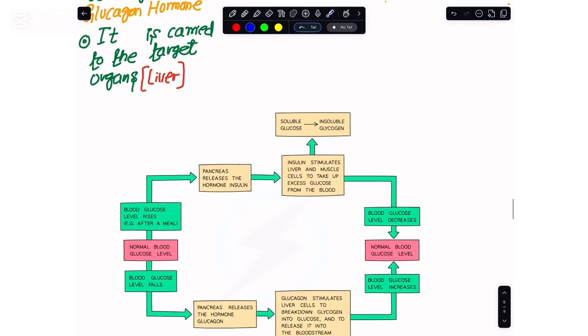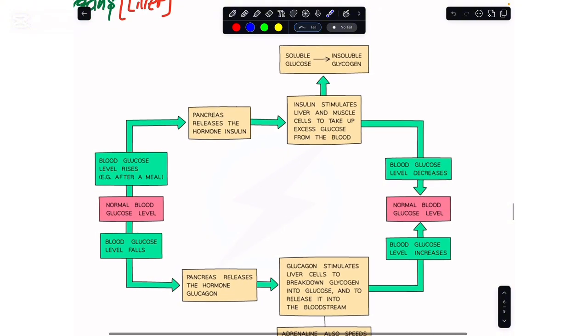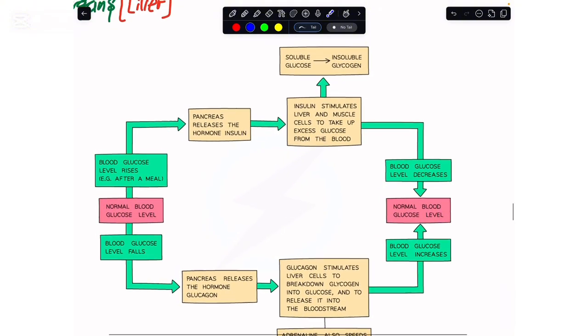Now, to summarize all of this, if you look at this simple diagram, initially the blood glucose level was raised in the blood after a meal, and this was detected by the pancreas, which secretes insulin. Insulin stimulates the cells of the muscles to take up this excess glucose, and the soluble glucose is converted into insoluble glycogen, and by that the blood glucose level falls, or decreases.